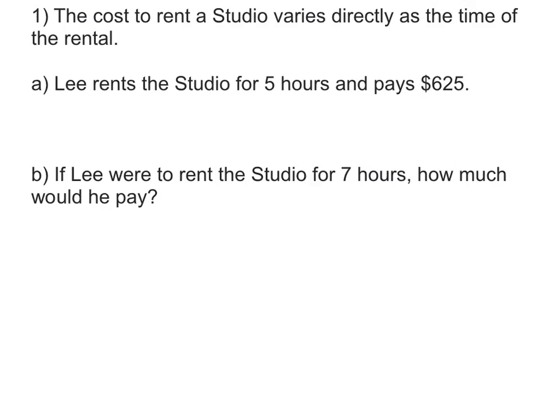In this example, we're renting a studio, and the cost to rent that studio varies directly as the time that we have the studio rented. So Lee is going to rent the studio for 5 hours, and he pays $625 to do that. So what I want to look at is, if Lee pays $625, how much is the cost, which I'll call K, per hour for 5 hours? So K is the cost per hour.